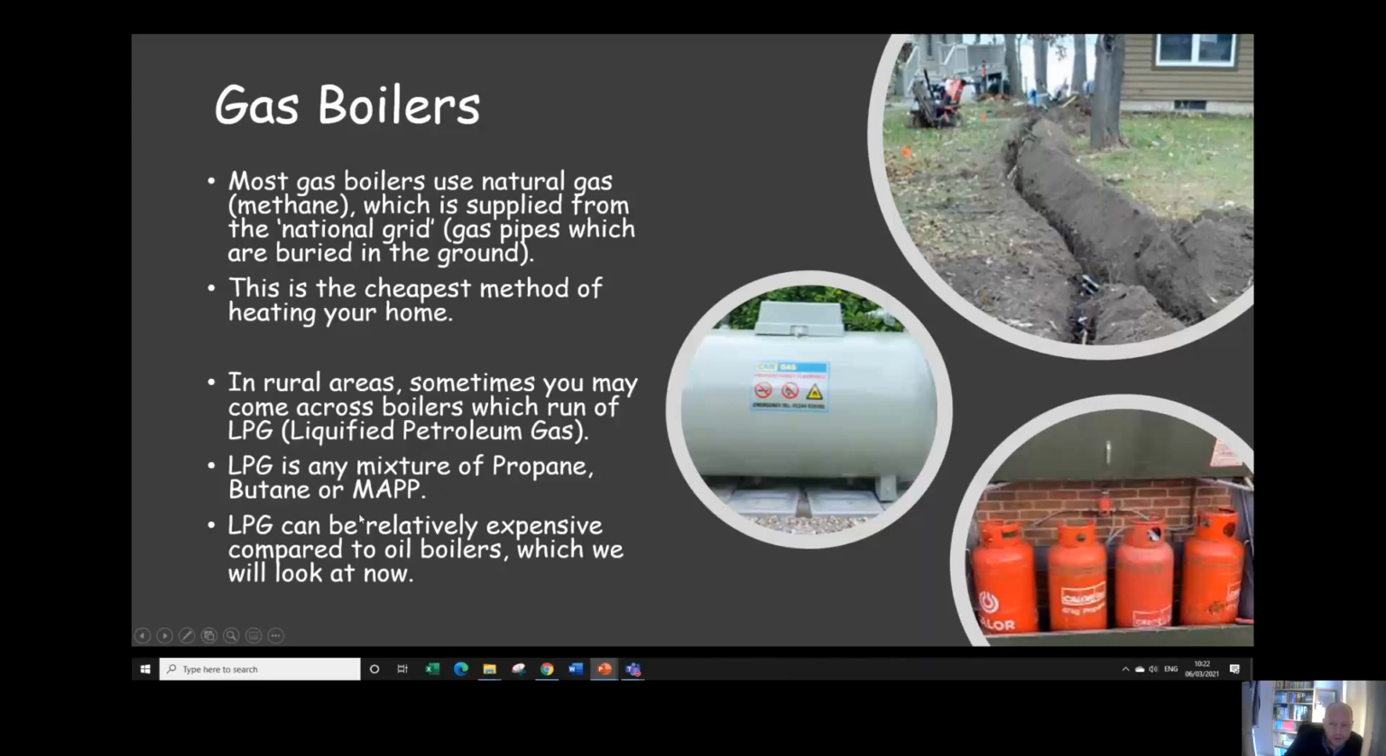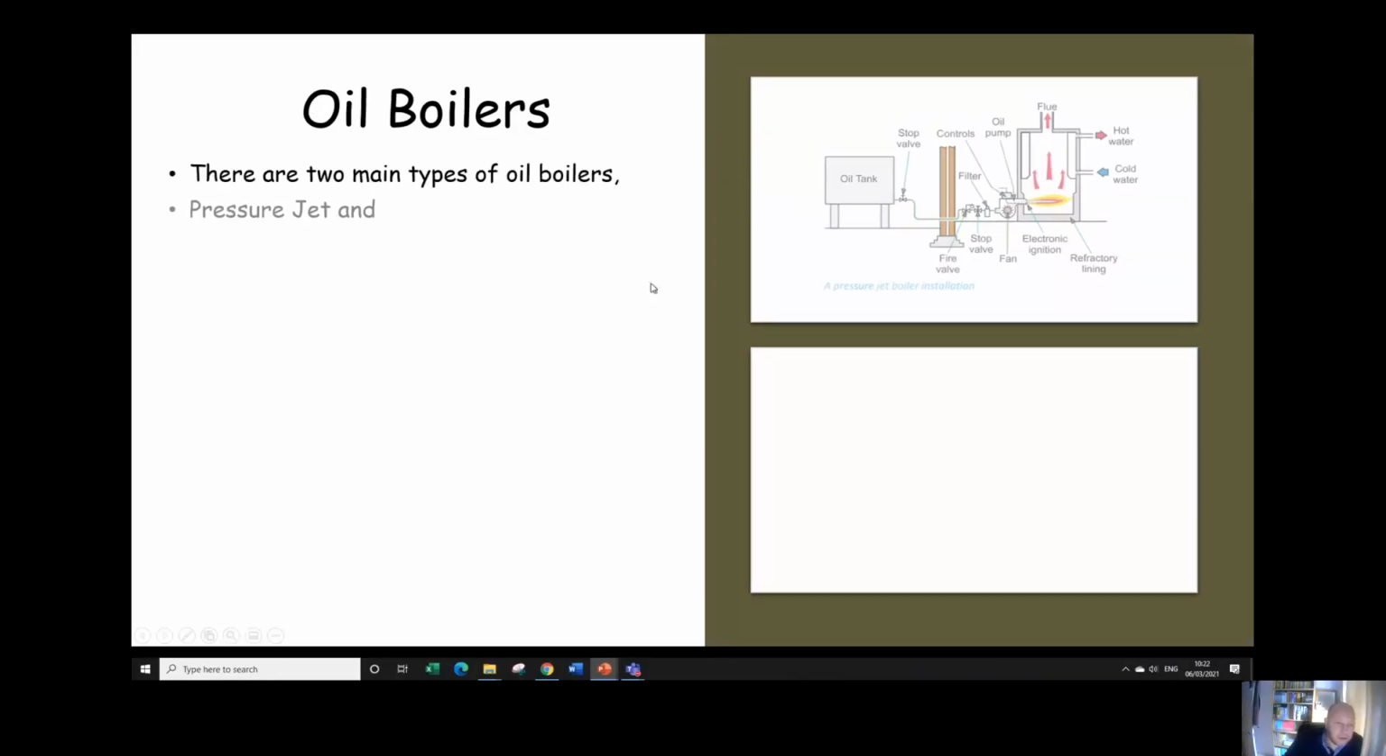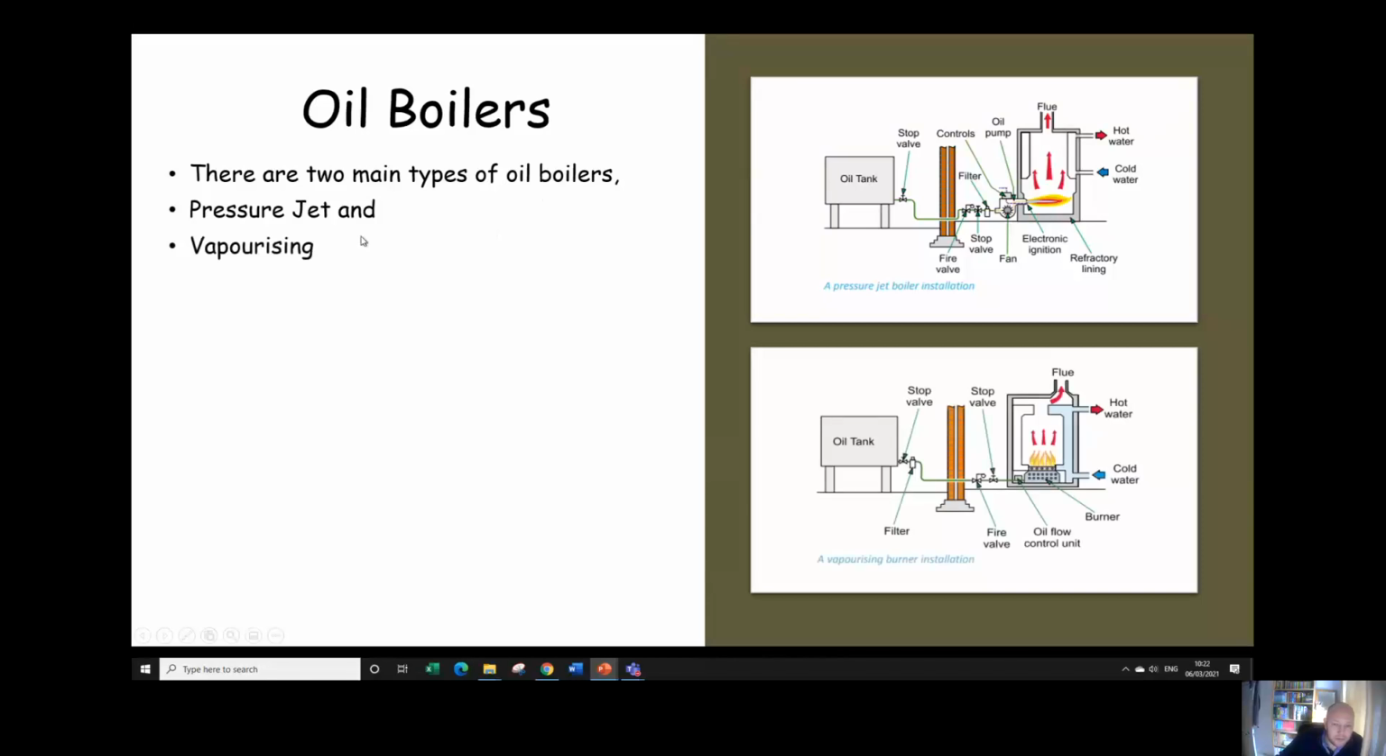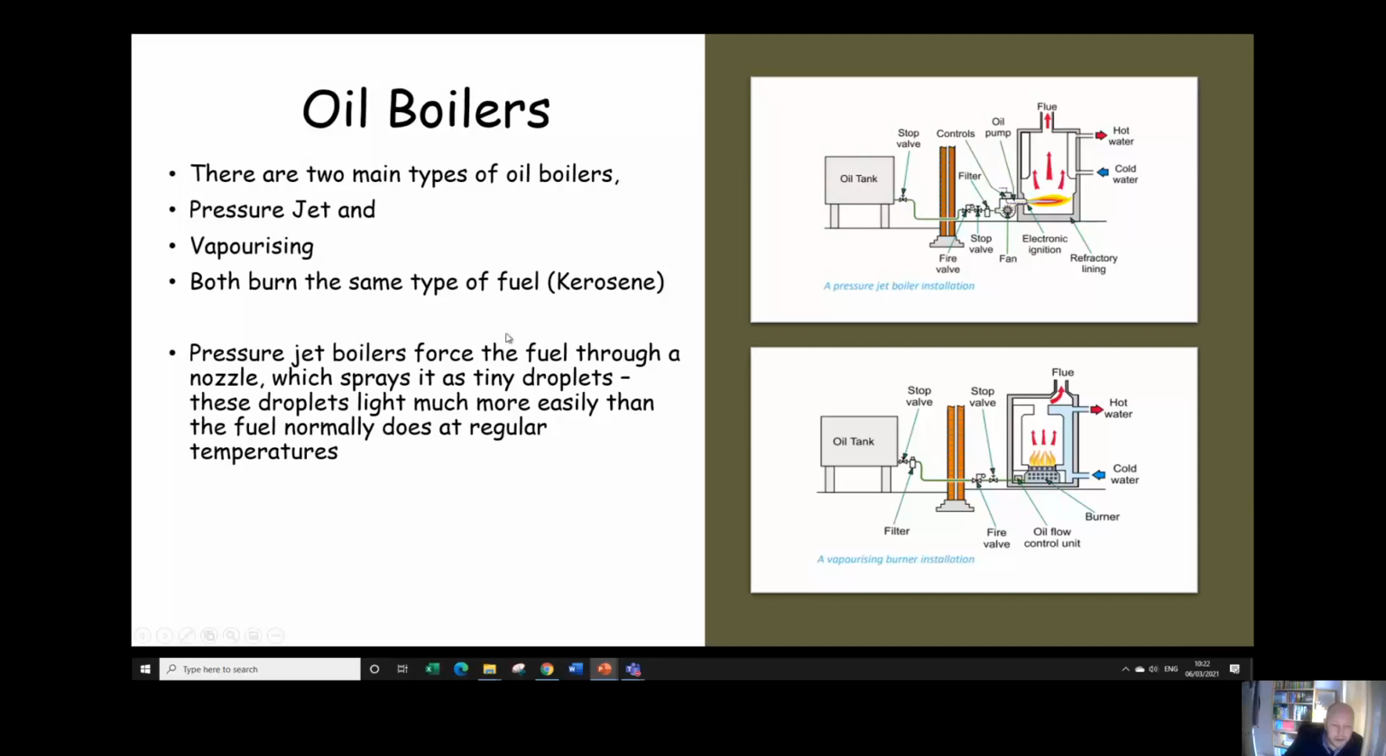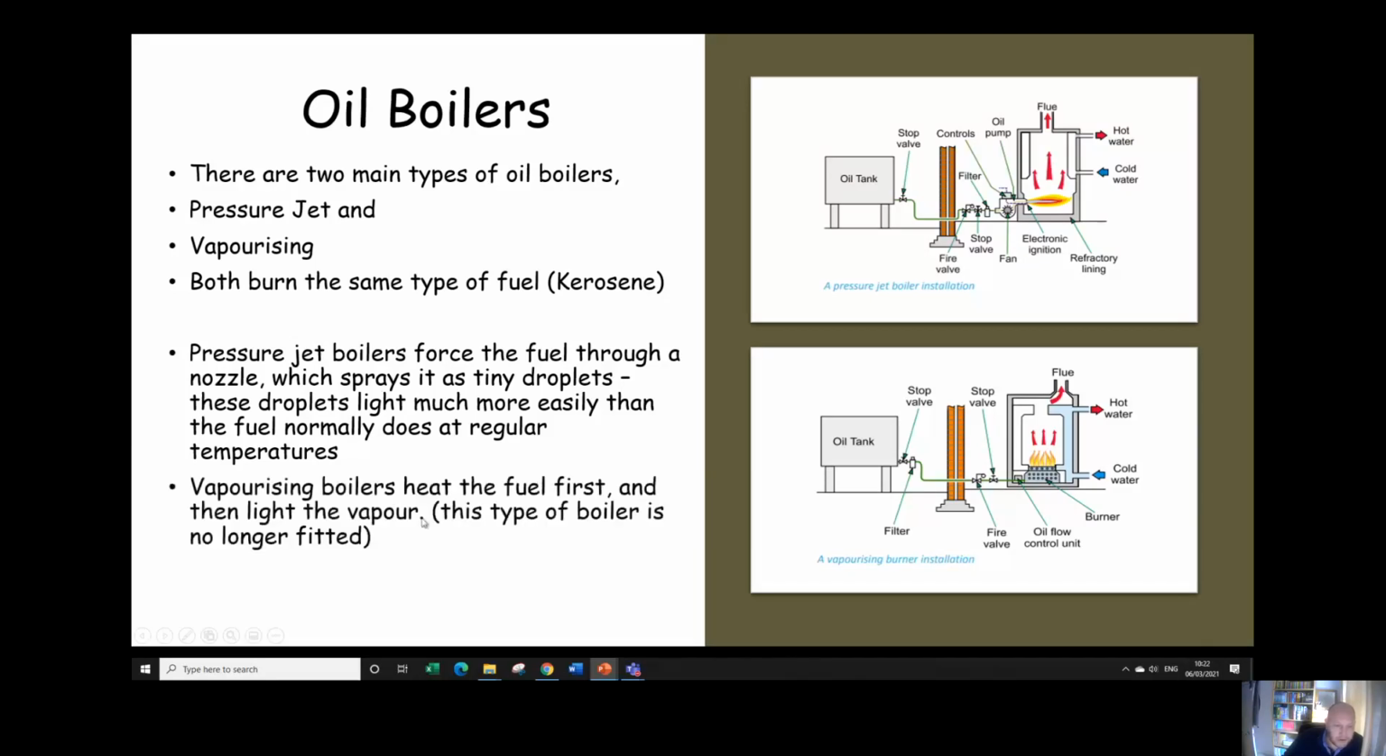So we're going to look at oil boilers now. There are two main types of oil boilers, pressure jet and vaporizing. They both burn kerosene. The difference is a pressure jet boiler forces the fuel through a nozzle, which spreads it out into tiny droplets, which means that they'll ignite more easily than the kerosene would at normal temperatures. Vaporizing boilers aren't fitted anymore. They would heat the fuel first, and as the fuel is heated, it starts to give off a vapour, and then that vapour would be burnt.